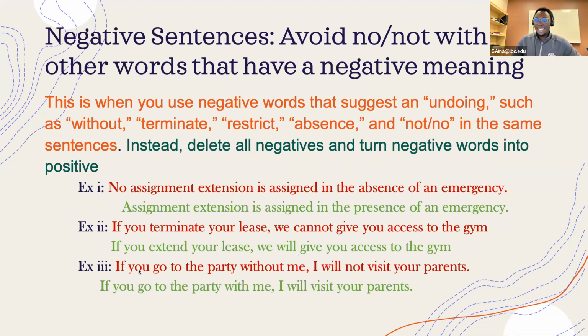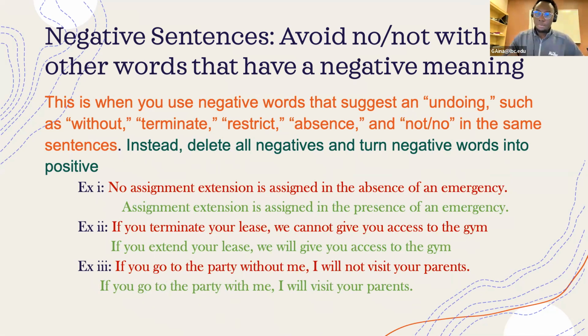Let's look at the last sentence together. I'm going to call on someone to help me. It says, if you go to the party without me, I will not visit your parents. I'll call on Felipe. What are the two negative words in this sentence? If you go to the party without me, I will not visit your parents. Without me and not visit. Exactly, without me, good, and not.